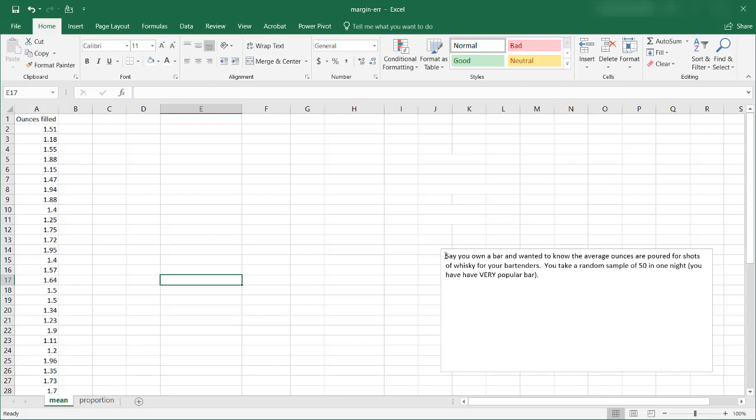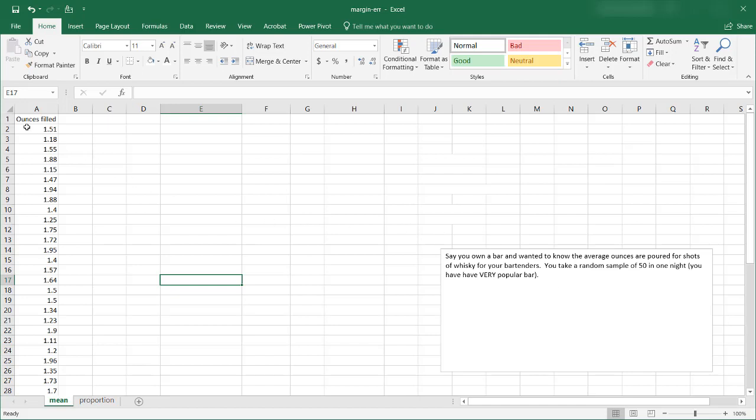So let's say in this situation you have a bar and you want to know what the average ounces are poured for shots of whiskey for your bartender. So you take a random sample of 50 in one night. You have a very popular bar. And you want to find out what is the average ounces that are poured plus or minus some amount. So that's your margin of error.